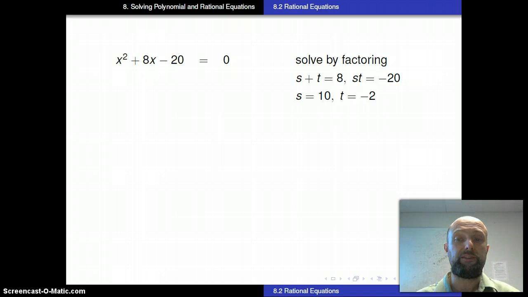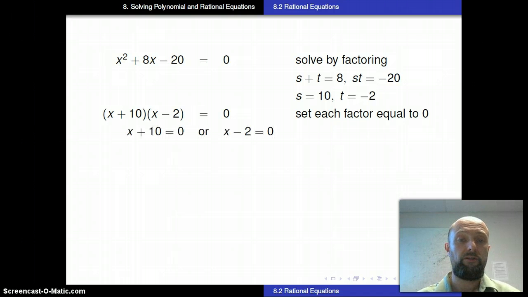We see that 10 and negative 2 work. 10 plus negative 2 is 8, and 10 times negative 2 is negative 20. So we can factor immediately as x plus 10 times x minus 2. Now we set each factor equal to 0, x plus 10 is 0, or x minus 2 is 0. We solve these new equations and find x is negative 10, or x is 2.